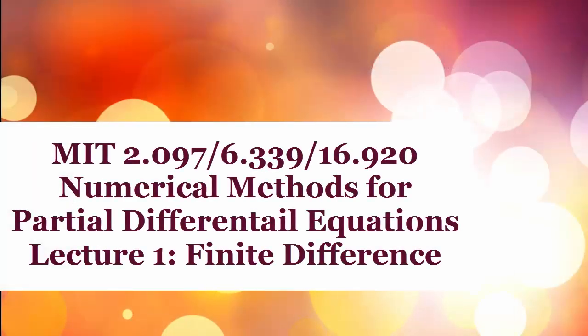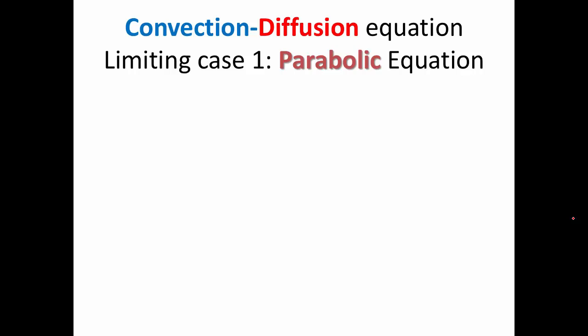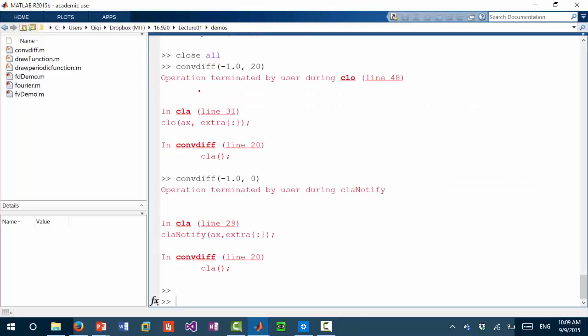We are not going to directly study this equation yet. We are going to study a limiting case, that is when u is equal to 0, so we don't have any advection. It is like the case when, let's close all.